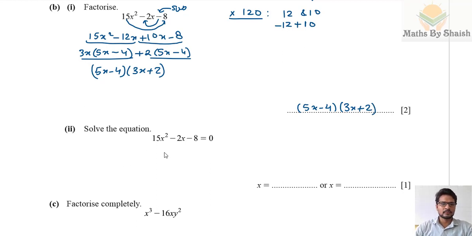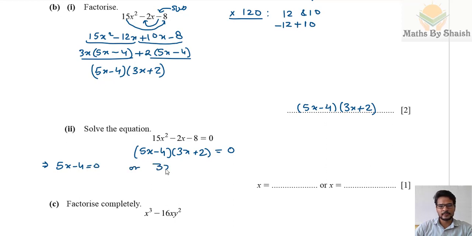And the second part is to solve the equation 15x square minus 2x minus 8. Since we have just factorized in the previous part, the left hand side we can write as 5x minus 4 into 3x plus 2 equals 0. It means either the first term is 0 or the second term is 0. This is a fixed step, because whenever the product of two numbers is 0, either of them has to be 0, and it is only true for 0.